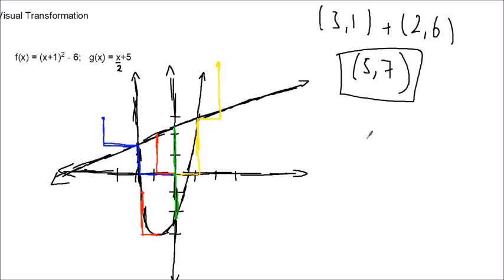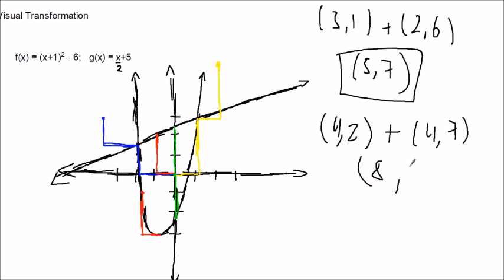It's kind of like a vector. It's kind of cool. 3, 1 plus 2, 6 will give you 5, 7. That's the new coordinate. It is really neat. And then let's say you have 4, 2 plus 4, 7. Add them together, you'll get 8, 9. But 4 isn't actually 2 in this graph. It's 19. But whatever, that's basically what I'm trying to show you.